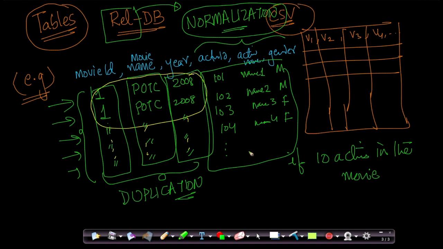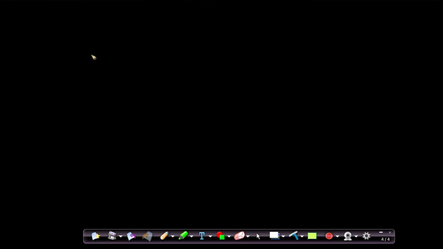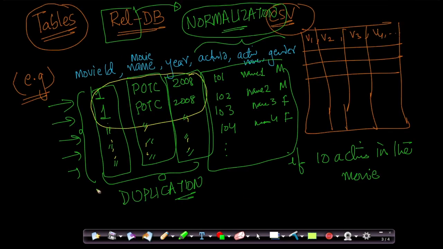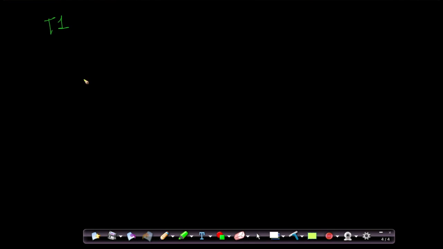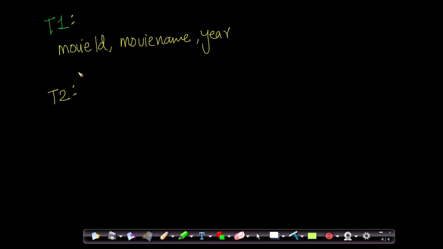Now, to avoid this duplication, relational databases come up with a very simple scheme. It says, let's create multiple tables. Instead of storing everything in one table, T, let's break it up into multiple tables. Let's say T1 will contain the movie ID, the movie name, and the year of release. This is T1. Let's assume T2, table 2, contains actor ID, actor name, and actor gender.